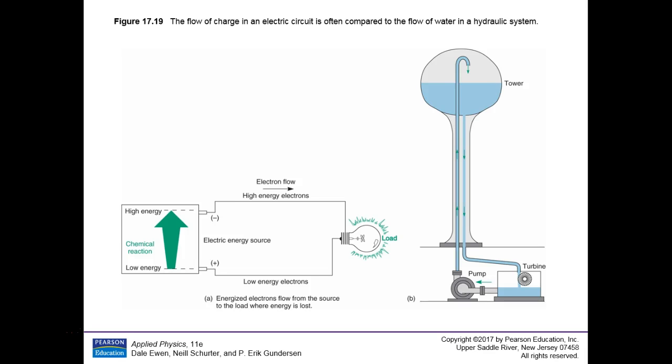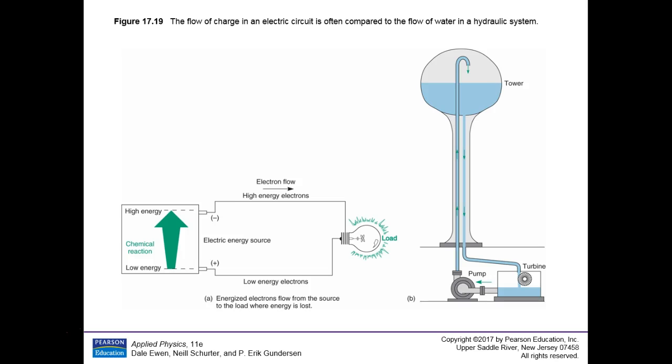Same thing here. The battery is like the pump. The wire is like the pipe. The charges are like the water. And the turbine is like the light bulb. That's the analogy between a water system and an electrical system. And it's a pretty good way to think of it, okay? Now, any questions on that? Does that kind of make sense?